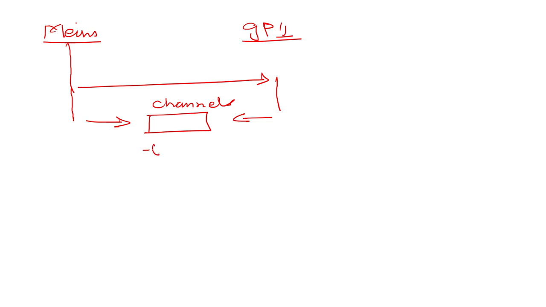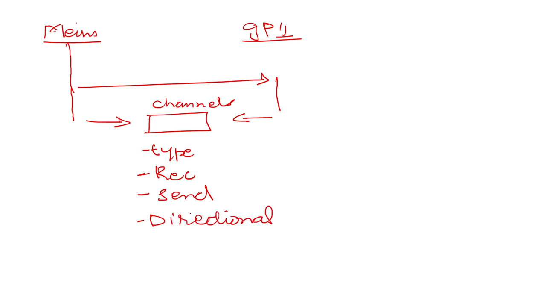Now, channels have a type. A channel can be of a string type, integer type, float type, or it can be of a struct. Channels can receive information, channels can send information, and channels can be directional. We will see later how they can be directional. So these are some basic properties. And channels also work on a blocking mechanism.